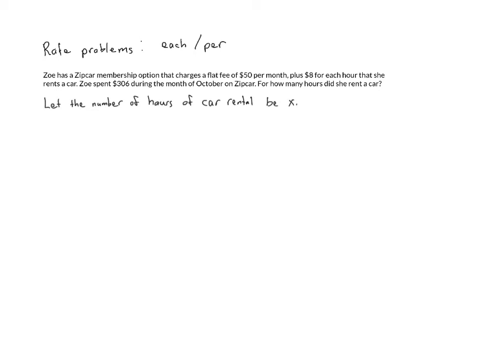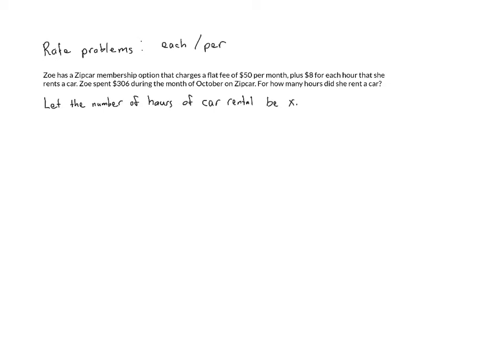be X. Good. Now we need to write an equation that models the situation, but here we have multiple pieces of information we haven't used yet. There's the $50 per month fee, $8 for each hour, and $306 that she spent in total. Now I want to highlight a couple of important words here. Actually, a couple of phrases.